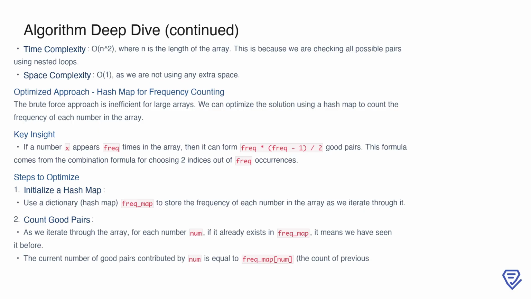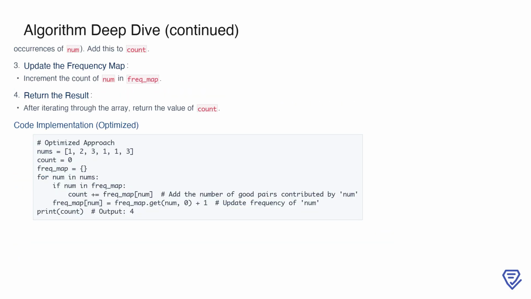The optimized solution involves initializing an empty hash map to store the frequency of each number as we process the array. As we iterate through the array, for each number, we check if it already exists in the hash map. If it does, the value associated with that key tells us how many times the number has appeared previously. This count directly contributes to the number of good pairs, and we add it to our result variable. After counting the good pairs contributed by the current number, we update the frequency of that number in the hash map by incrementing its count.